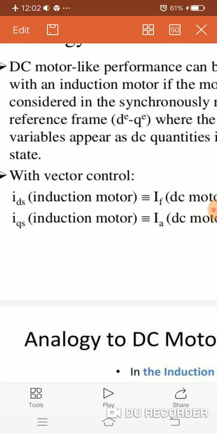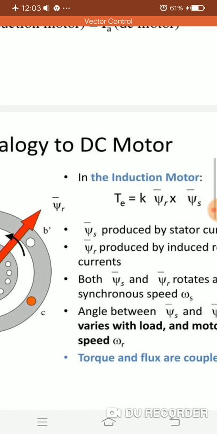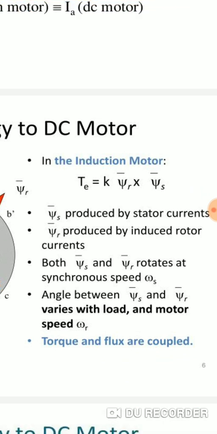Your direct axis component is similar to that of the field current in the DC motor. So your IDS is responsible for the speed, whereas our quadrature axis component is analogous to the armature current. We know in the DC motor armature current is responsible for the torque, so our IQS is responsible for the torque. So IQS is known as the torque component, and IDS of the induction motor is known as the flux component. And once again, this is the analogy to the DC motor.